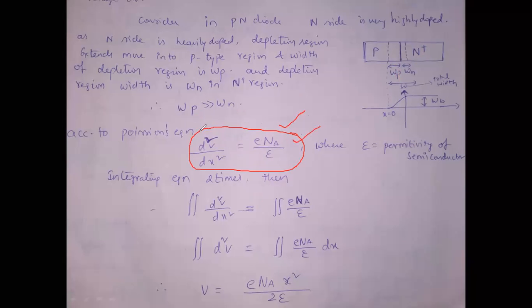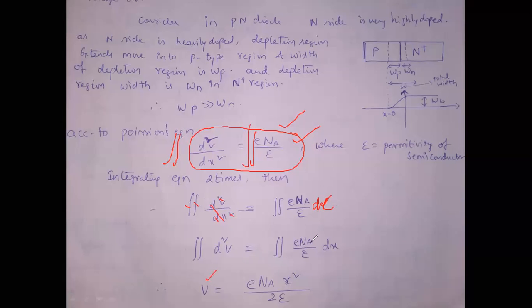So integrate this equation two times on both sides. Sorry, this is dx here, I was missing dx. If I double integrate del square V by del x square, one integral and one derivative cancel, and the second integral and second derivative cancel. Therefore, I will get V here.